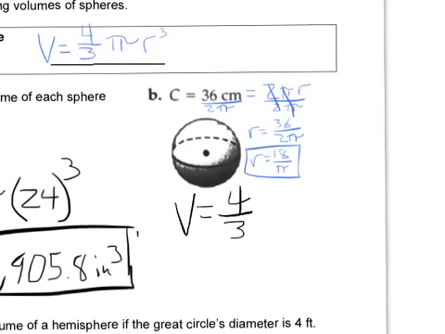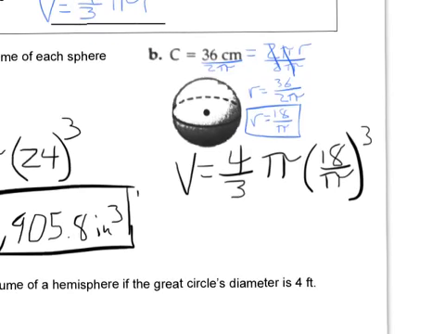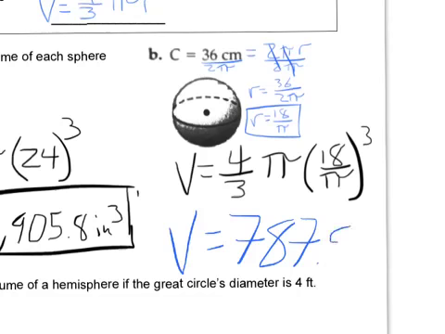So volume equals 4/3 pi, and the radius is 18 over pi with that whole thing cubed. And now you can plug that whole thing in your calculator. You can go ahead and try it, but I'm about to put the answer up, so you may want to pause right now if you don't want to see the answer. Okay, here it is. It's 787.9 centimeters cubed. And that's it.